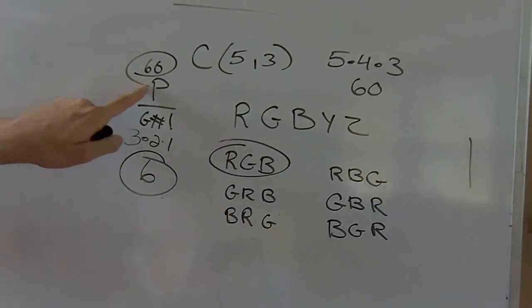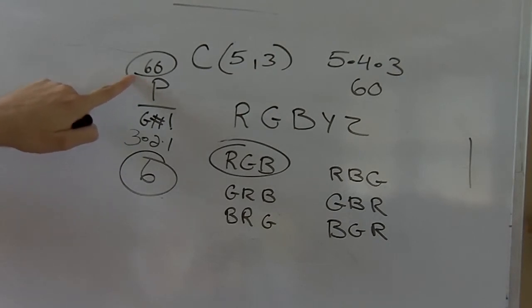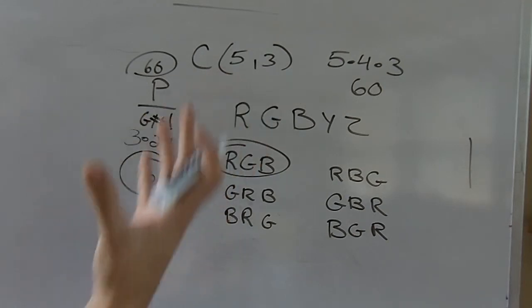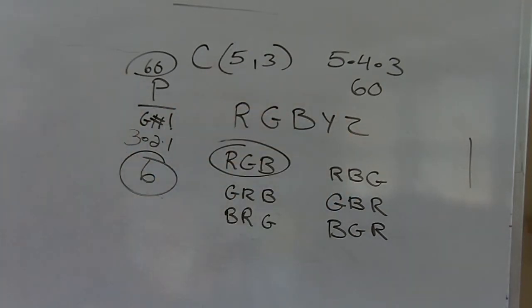The permutations on top get you all of the total outcomes. Okay, all the possible outcomes to arrange all the groups of 3. There are 60 groups of 3 that you can make with RGBYZ. With 5 things, you can make 60 different groups of 3. However, out of those 60 groups of 3, only 1/6 of them count, because the other 5/6, as you see here, are going to be repeats.